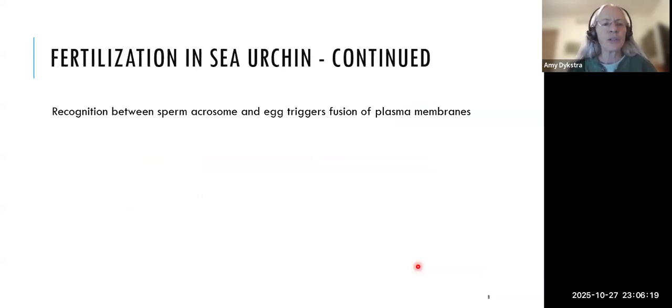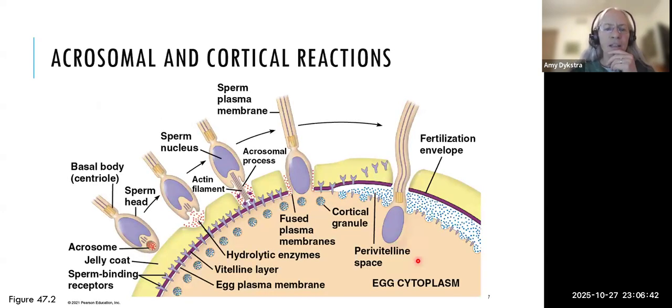The recognition between the sperm acrosome and the egg, this binding between the proteins on the sperm acrosome and the receptor proteins on the plasma membrane of the egg, this triggers fusion of the two plasma membranes, the fusion of the plasma membrane of the egg and the sperm. So we can see that here. We can see that this plasma membrane of the egg and the plasma membrane of the sperm have now fused. And this allows the sperm nucleus to enter into the egg cytoplasm.